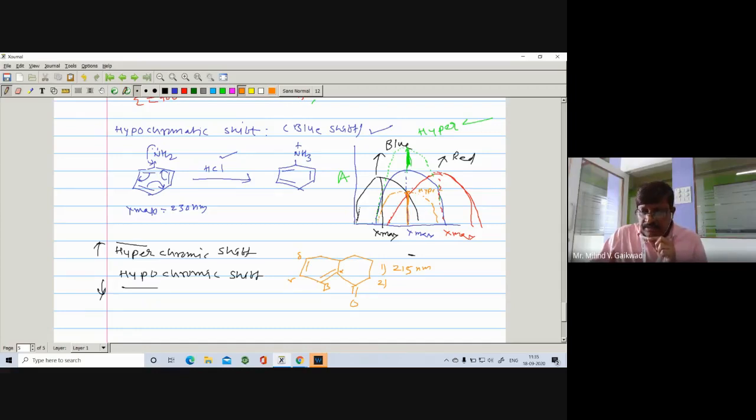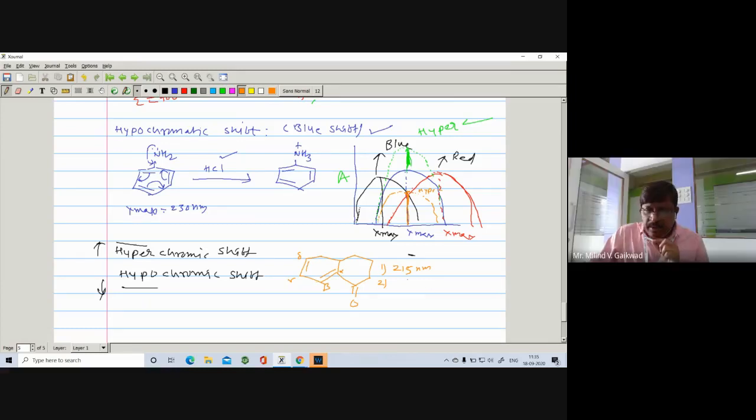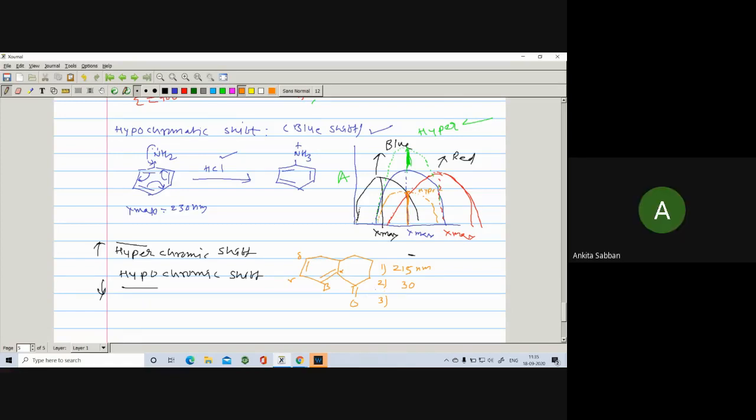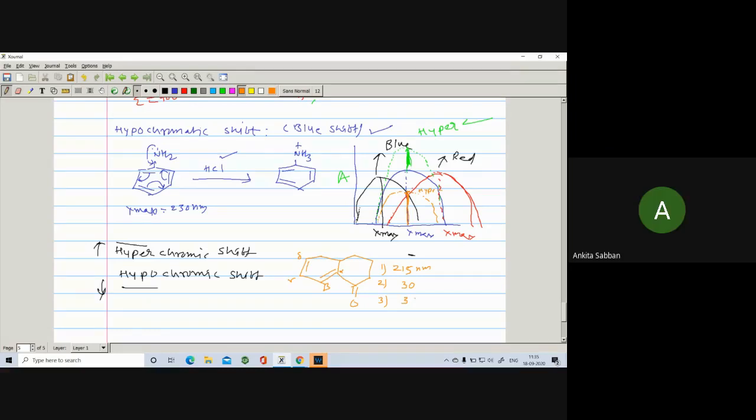Extra double bond in the conjugation means you have to add 30 nanometer, right? Next one: extra double bond in the homoannular conjugation, homoannular diene. Right, 39 nanometer. 39 nanometer, right?